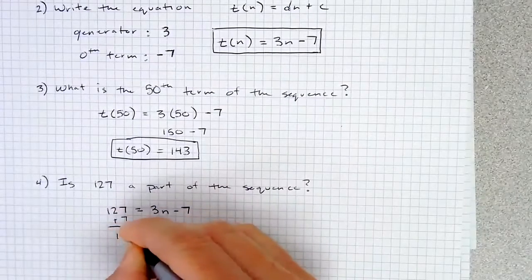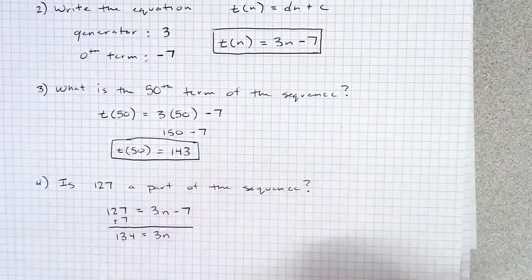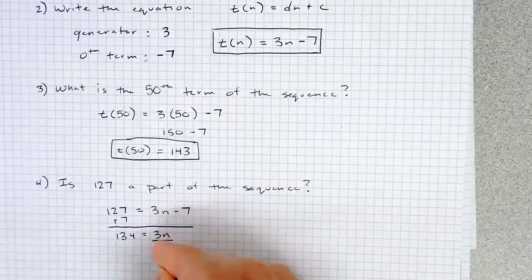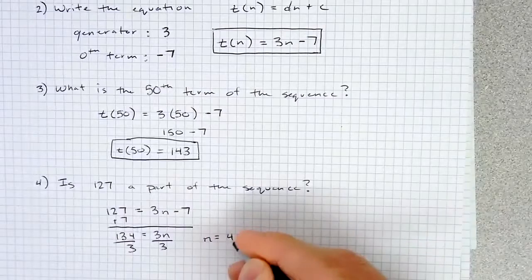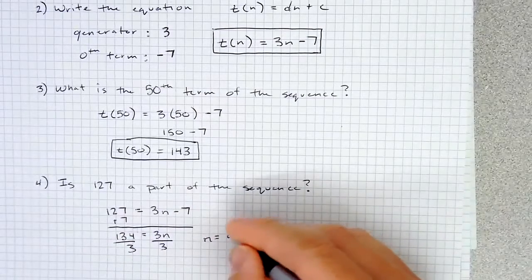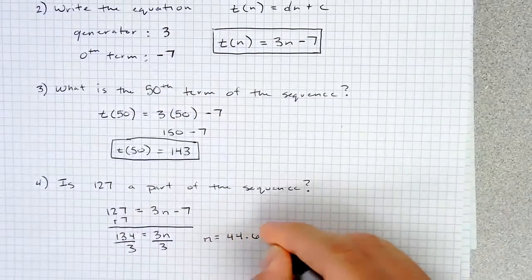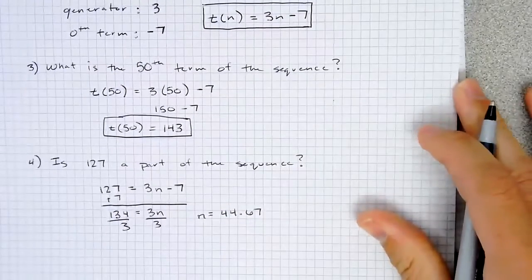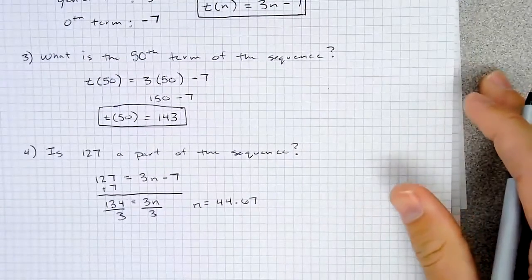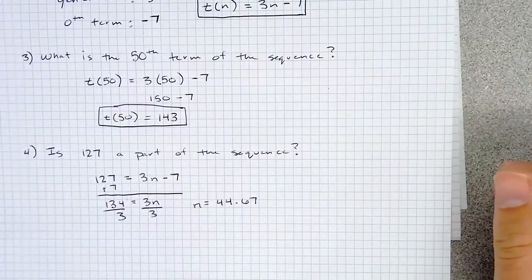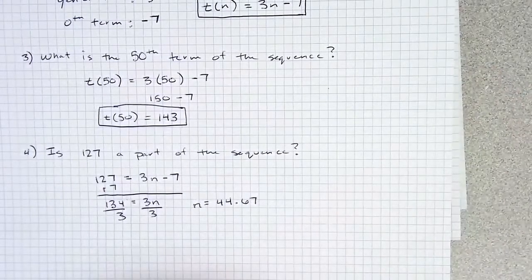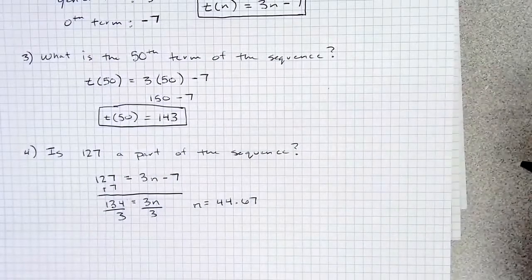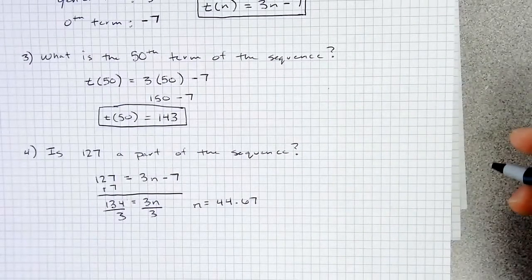Add 7 to both sides, we get 134 equals 3n. Divide by 3, and we get n equals 44.67. So do we think that number is part of the sequence? Yes, no, maybe?